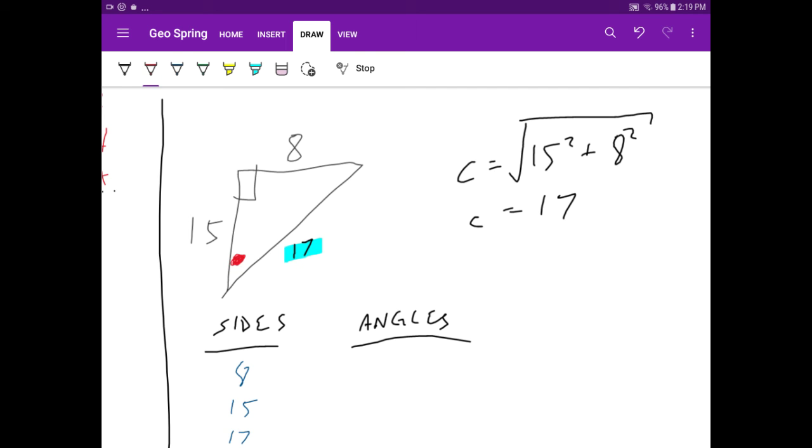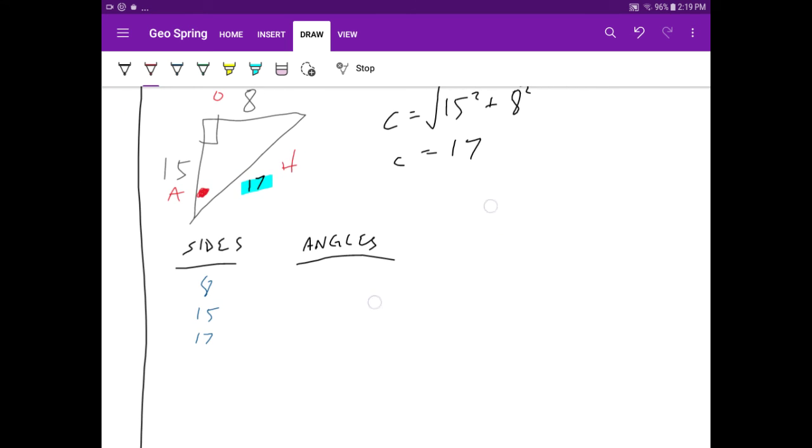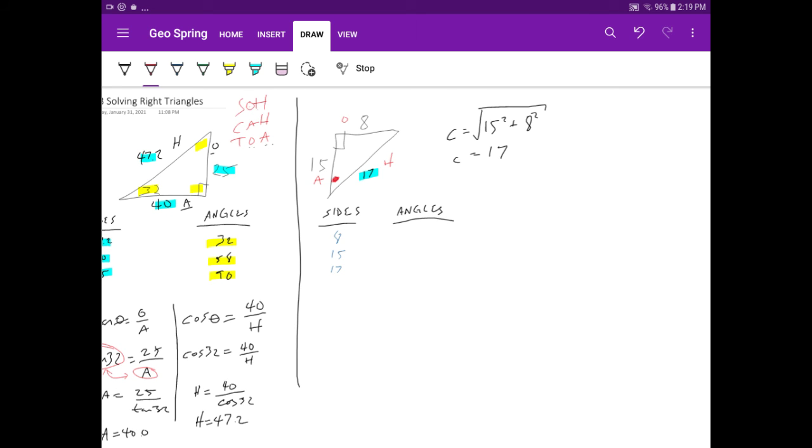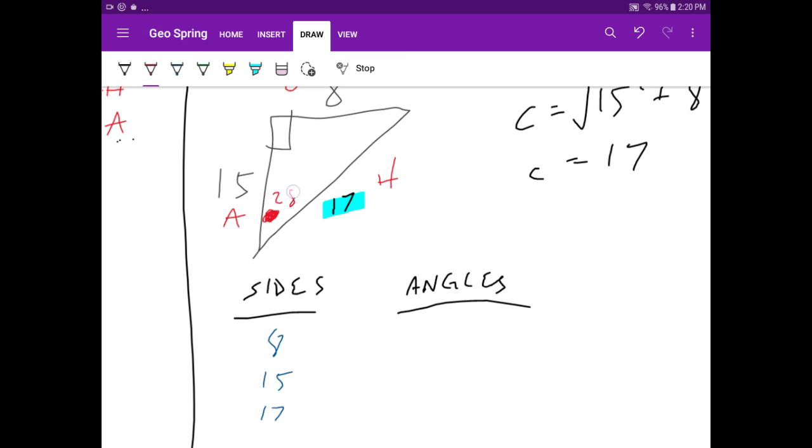Your angles, okay, so let's do this angle. This is the angle, this is your adjacent, that's your opposite, that's your hypotenuse. So let's use sine. Sine is OH. So for the angle, the inverse sine of O is 8, H is 17. I'm going to punch this in the calculator. Inverse sine of 8 over 17 is 28. So theta equals 28.